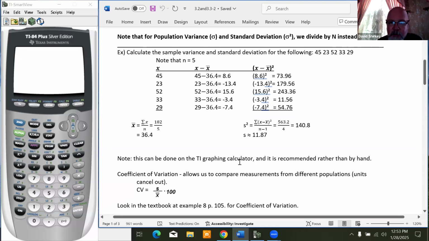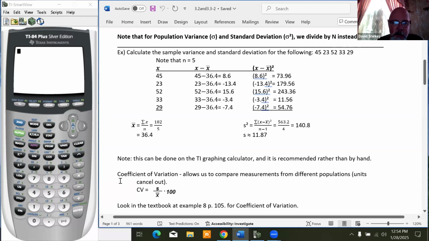Now, this can be done on the graphing calculator, and I highly recommend you use a TI-84 Plus, which is what I use. If you have a CE, some of the ways you access the information are going to be different than the way I do it on my TI-84 Plus, just so you know. But I would imagine if you bought one, you have a book that goes with it that tells you how to do it. It has a statistics section.